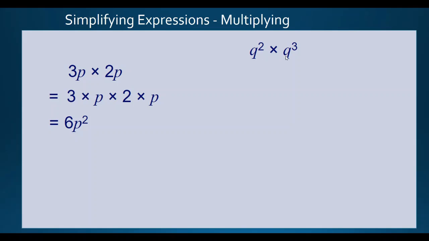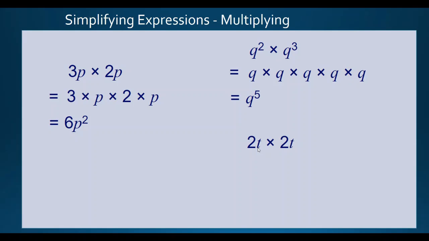I've got q squared by q to the power of 3. So if you remember your index laws, I add the power. So let's look at how this works if we expand it out. q squared is q times q, multiplied by 3 more lots of q. So I have q to the power of 5. So remember, back to our index laws, when I have the same base multiplied together, I add the indices, or add the powers.